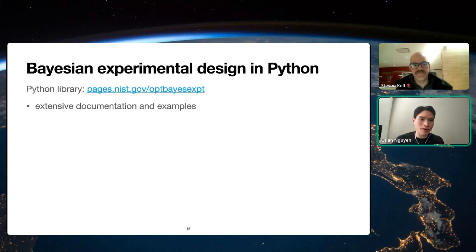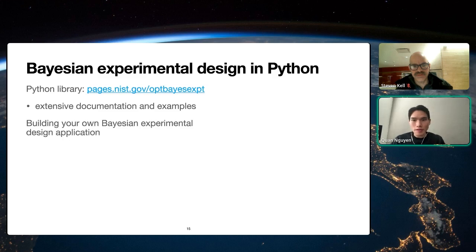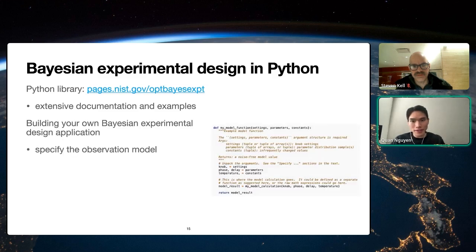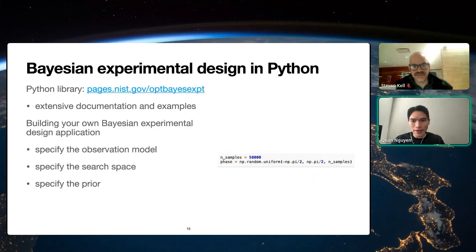To finally wrap it up, there's this library in Python called opt-based experiment, which basically helps you implement Bayesian experimental design in Python, and the API is very easy to use. I'm not associated with this project, but I've been using it from time to time, and I think it's quite a useful tool.